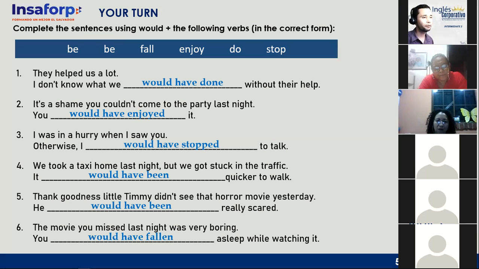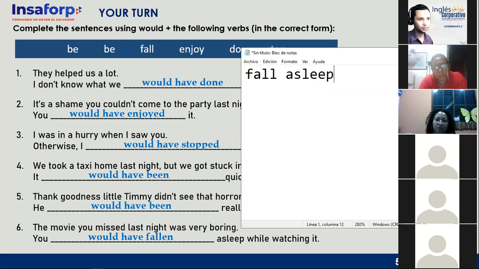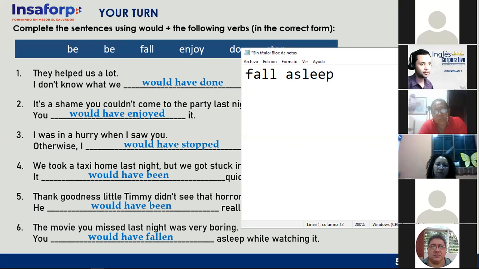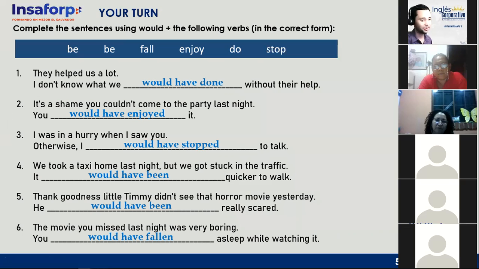What is the meaning of fall asleep? Do you know? This is a question for everybody. Fall asleep. What's the meaning of that? Sandra. Como que hubiera quedado dormido. Dormirse. Okay. Fall asleep. That's right. You would have fallen asleep while watching it. It was very boring. Okay. Nice. Thank you. Very good. Okay, so one final exercise.